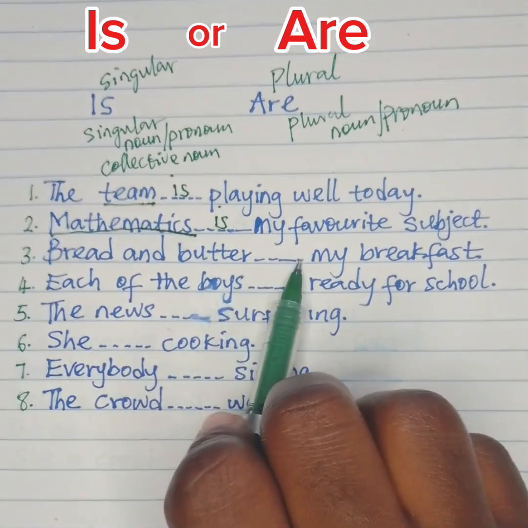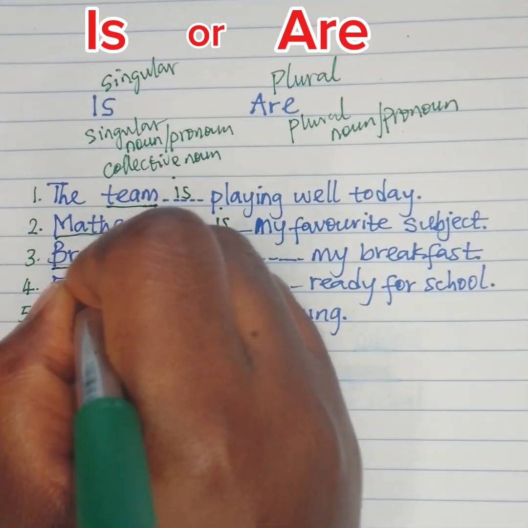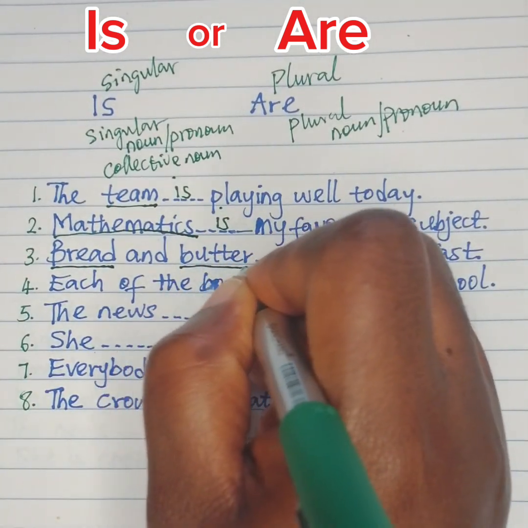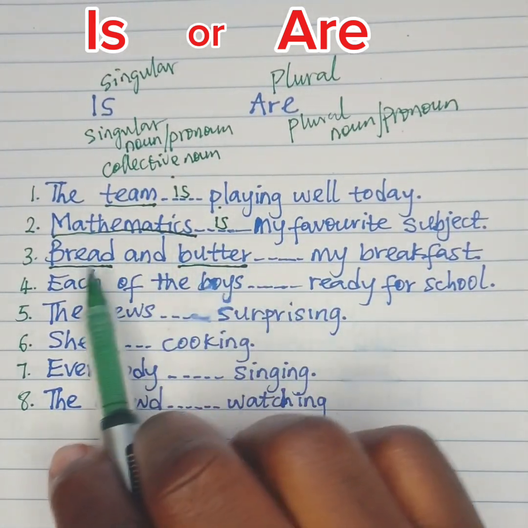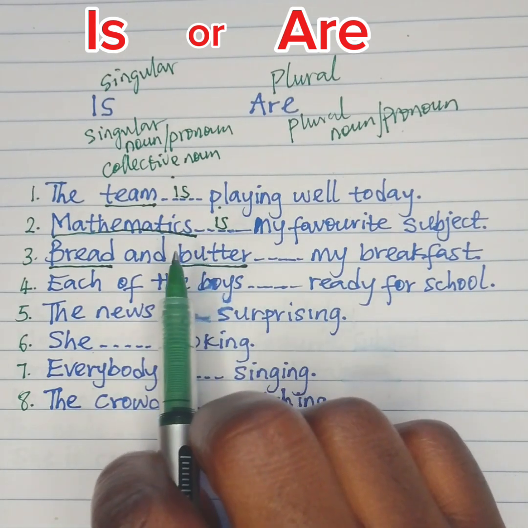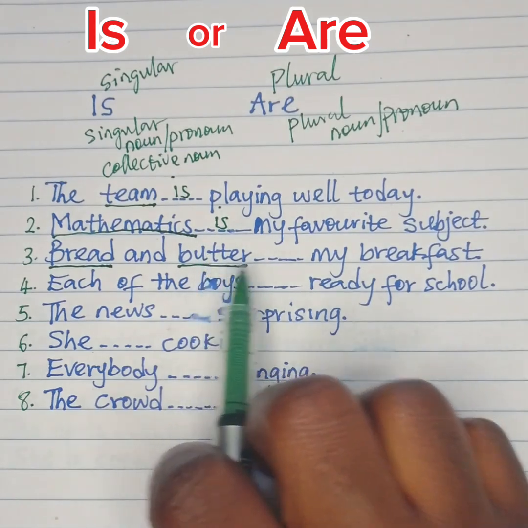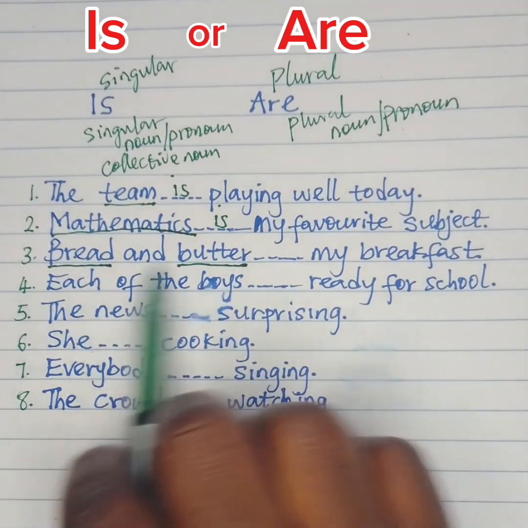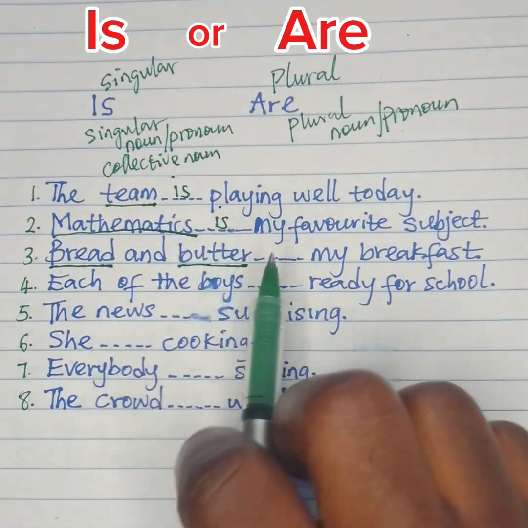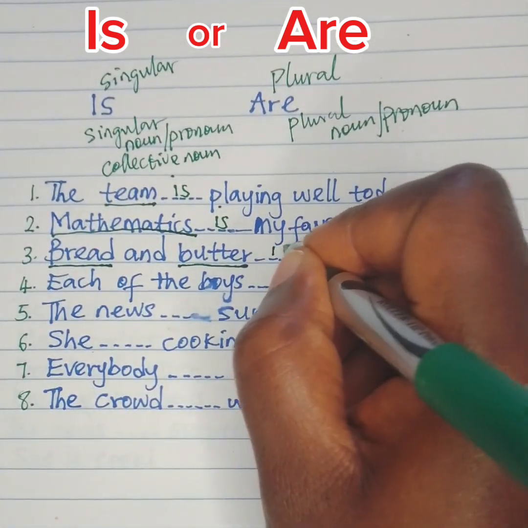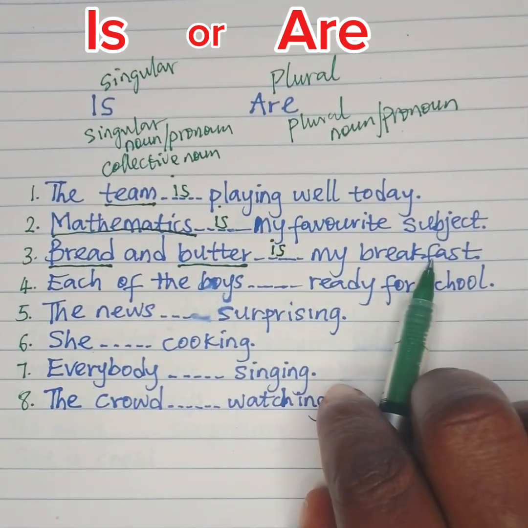Bread and butter blank my breakfast. This is tricky because bread is an item, butter is another item on its own, but in this sentence, both of them are used as one. Okay, bread and butter join together to form one meal, which is taken as breakfast. So we refer to them as one because they combine to form a meal. So we use the singular verb is. Bread and butter is my breakfast.